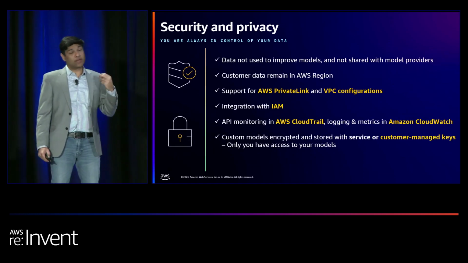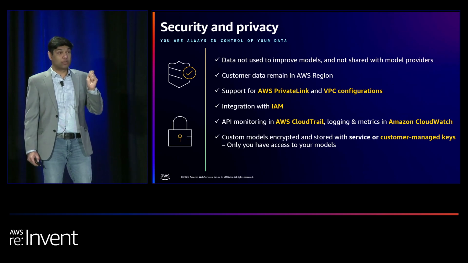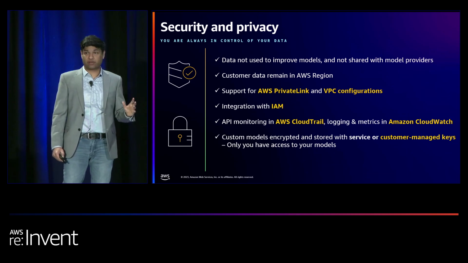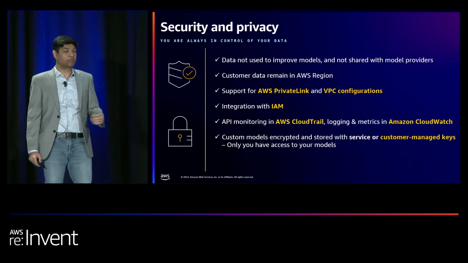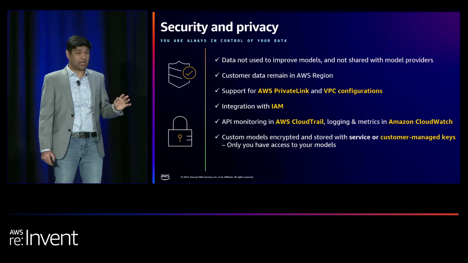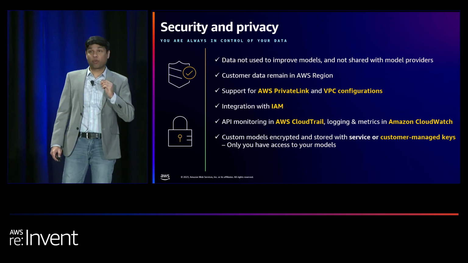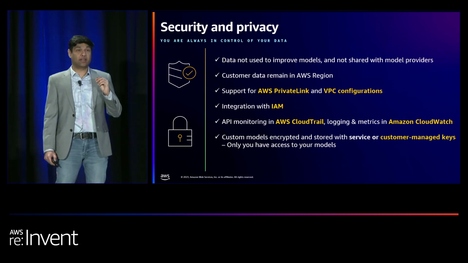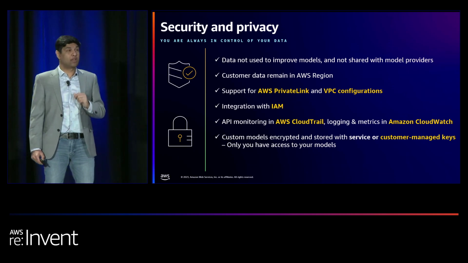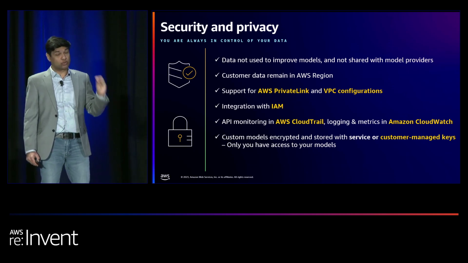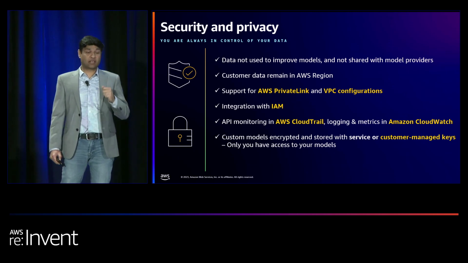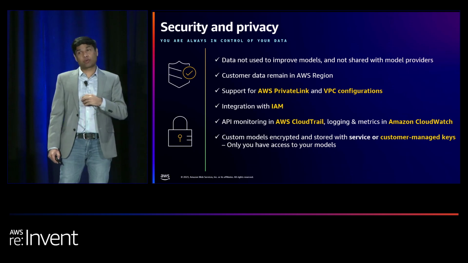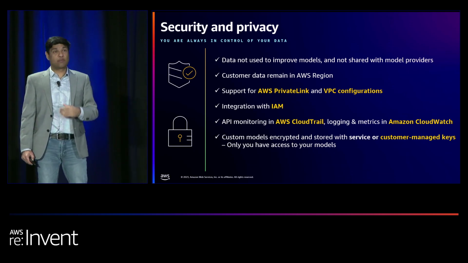And last, let's look at security and privacy. Data used to improve your models is not shared with any model provider, both first party or third party. Customer data remains within the Amazon region, and we support both PrivateLink and VPC configuration for security and integration with IAM roles. API monitoring is available through CloudTrail and CloudWatch, and custom models are encrypted either using the service key, or you can provide your own customer managed key for encrypting the model.